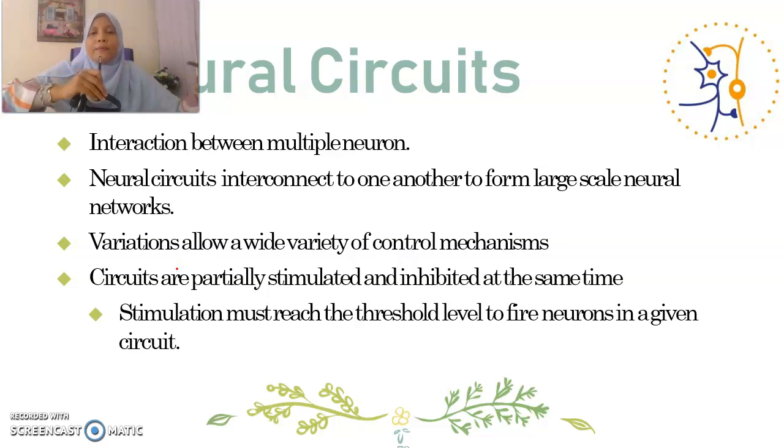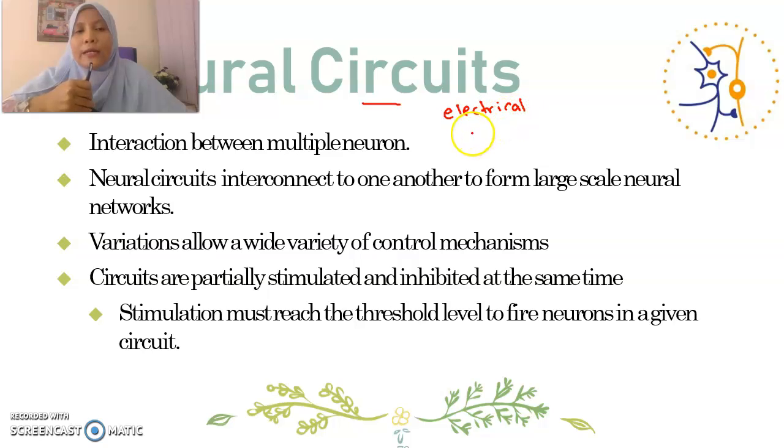Okay, so the neural circuits that we want to cover after myelination. Neural circuits are interactions between multiple neurons. It's like electrical circuits. When you go to an electric circuit, it's a lot, right? So this interaction between the multiple neurons will interconnect to one another to form large-scale neural networks. The variation allows a wide variety of control mechanisms. That's why we call humans a complex life, because they have a variety of control mechanisms.